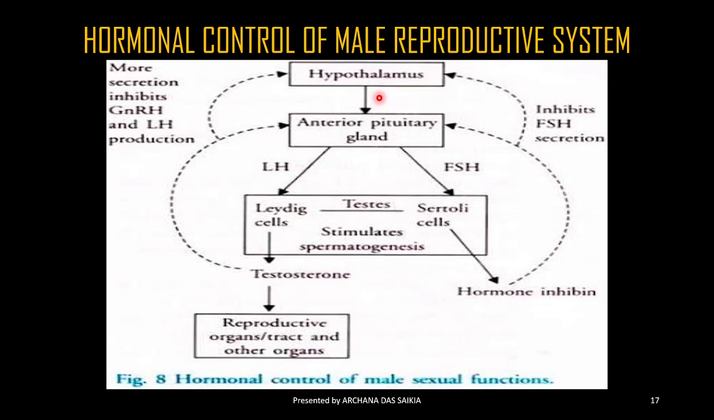The hypothalamus releasing GnRH stimulates the pituitary gland to release LH and FSH, which will further stimulate Leydig cells and Sertoli cells respectively, to further stimulate spermatogenesis by the hormone testosterone. So this is the hormonal control of the male reproductive system.